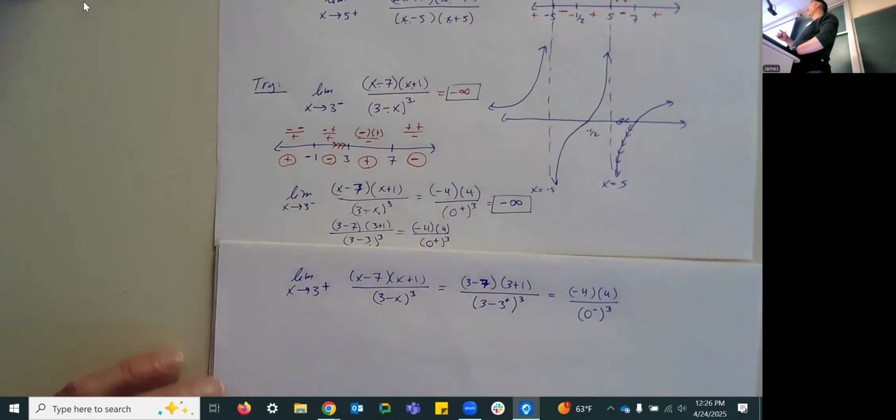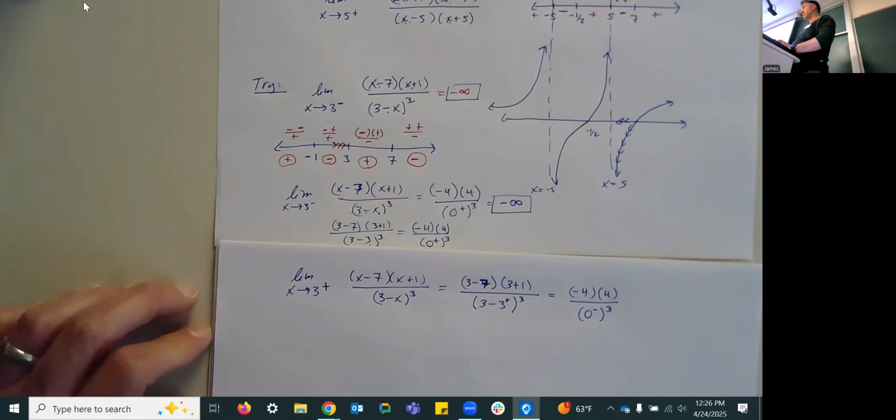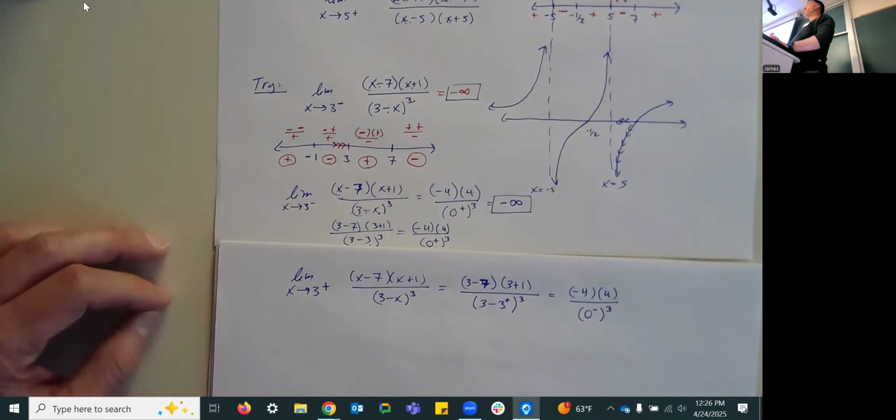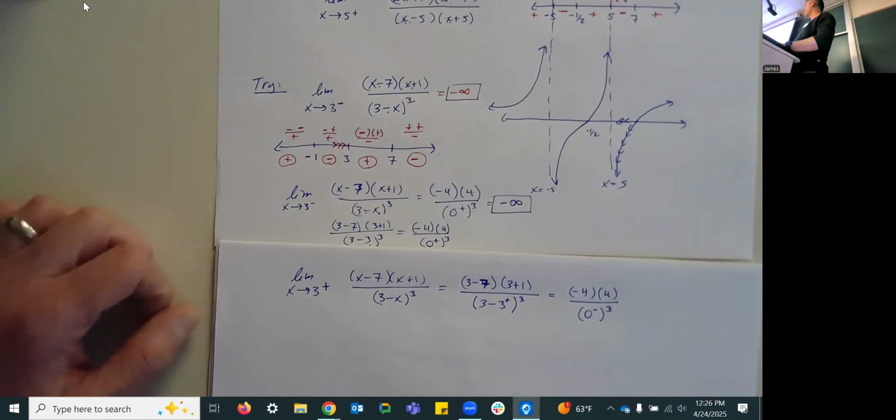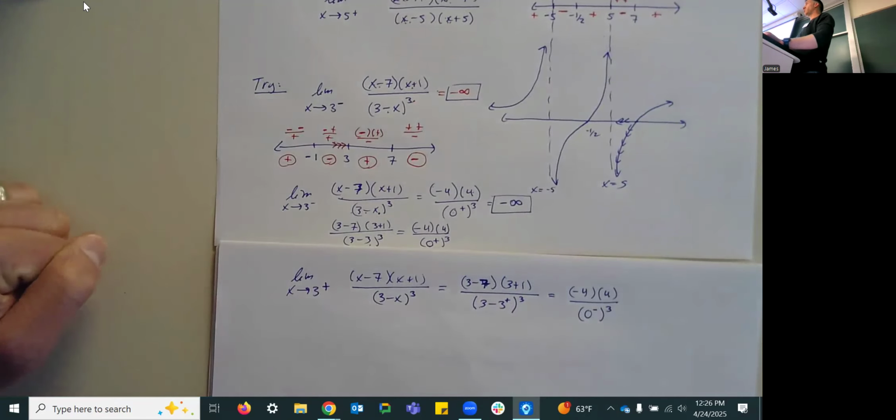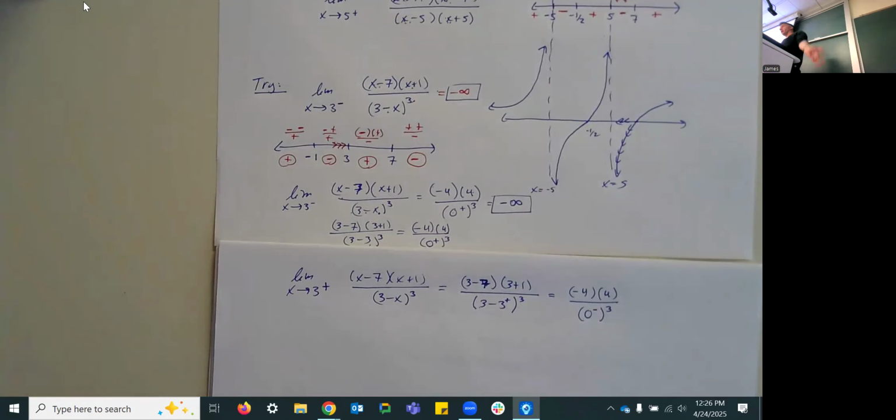And when you raise a negative number to an odd power, it retains its negativeness. Or as I like to say, odd powers and also odd roots keep the sign. So if you have a negative number to the third power, it's still going to be negative. If you have the cube root of a negative number, it's still going to be negative. Same thing is true if it's positive. The cube root of a positive number, or a positive number cubed, is still positive. So odd powers and odd roots always keep whether the thing is positive or negative.